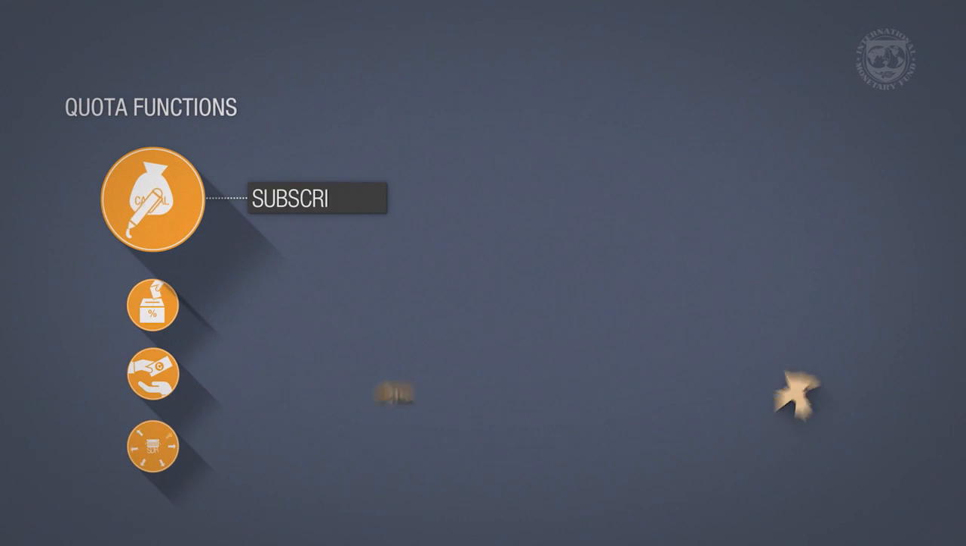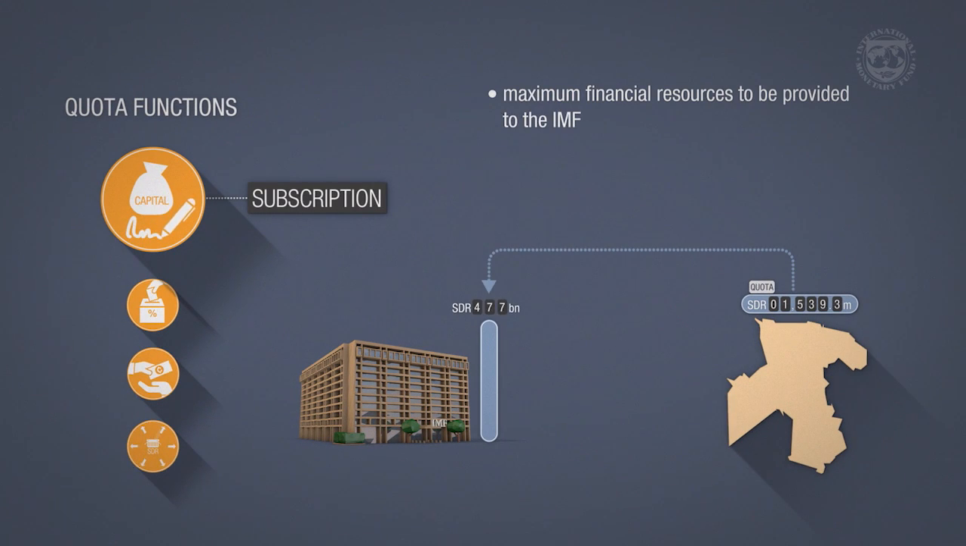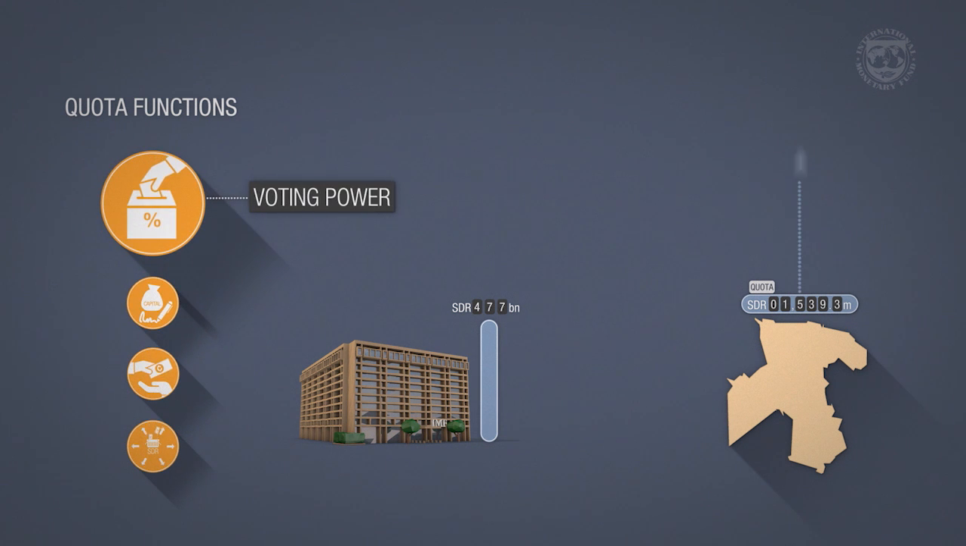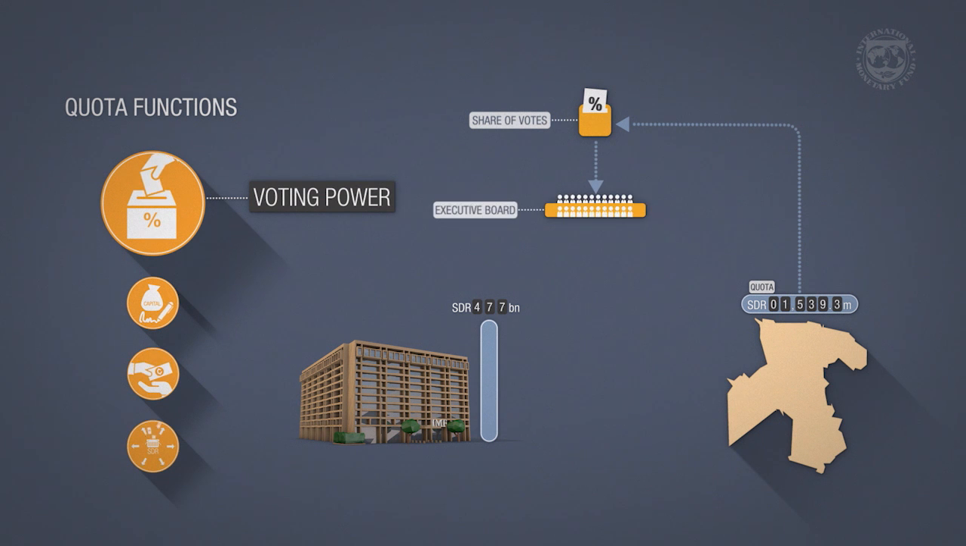A member's quota subscription determines the maximum amount of financial resources it must provide to the IMF. Upon joining the fund, a member must pay its subscription in full. Quota subscriptions are the basic source of financing for the IMF's regular lending. Quotas largely determine a member's voting power in the IMF, and thereby its decision-making and representation on the executive board.